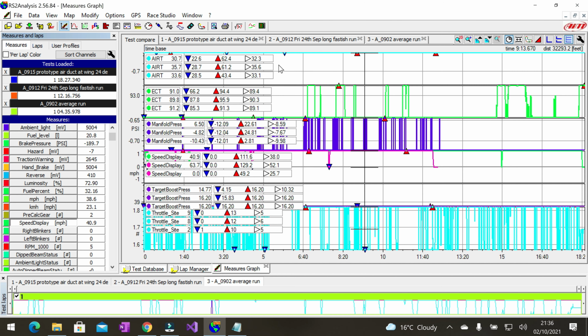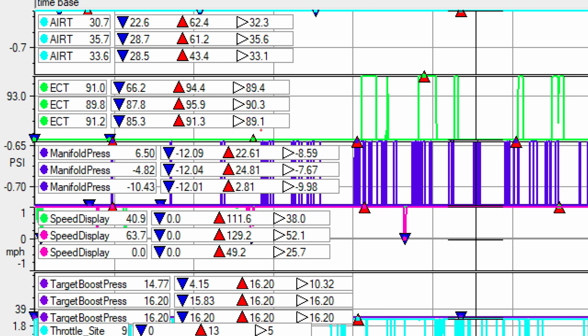So, and if you look at ECT, it's 89.1 on that third test where I was just kind of cruising. It's 89.4, so it's hotter with the air duct in place. But of course, you've got to look at the data sets. They're not completely identical because I don't have enough data on this yet. And that's the issue, really, to compare this.